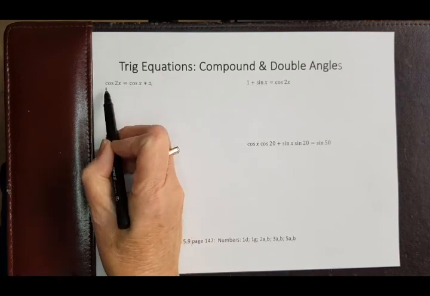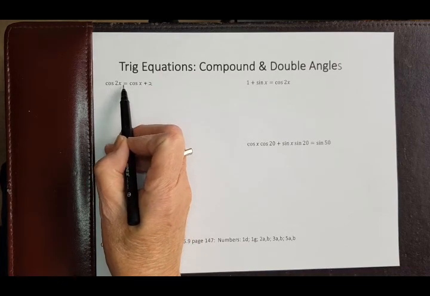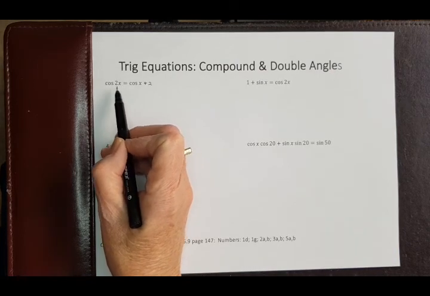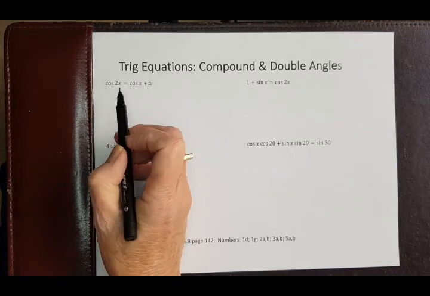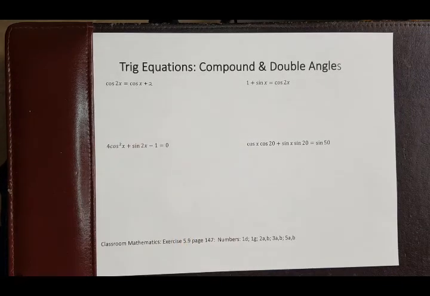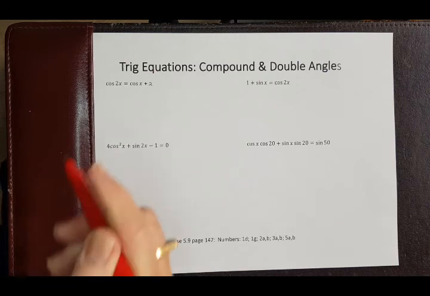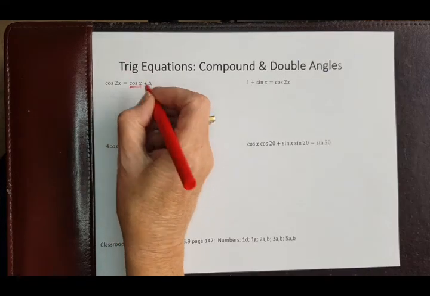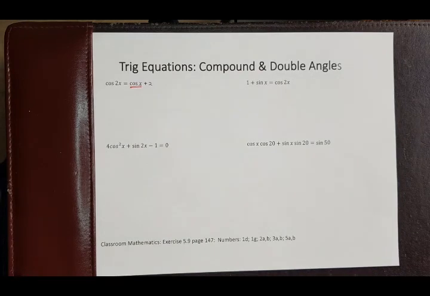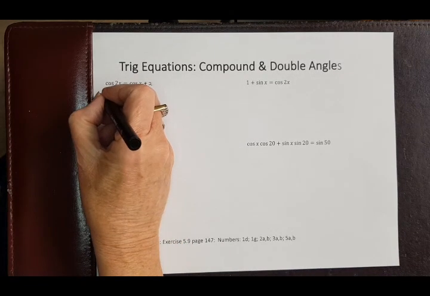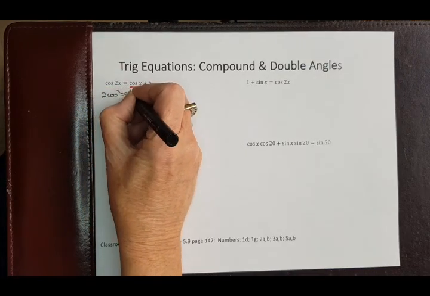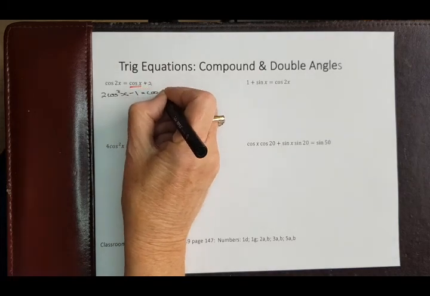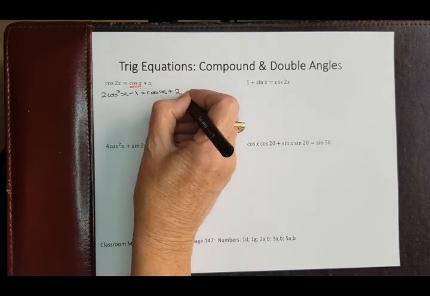Now remember, when it comes to cos of 2x, we have three possibilities: either cos squared x minus sine squared x, 2 cos squared x minus 1, or 1 minus 2 sine squared x. So we have to pick the one that is going to give us a quadratic equation with a middle term of cos x. This ties in with the last video. So here I'm going to write 2 cos squared x minus 1 is equal to cos x plus 2.